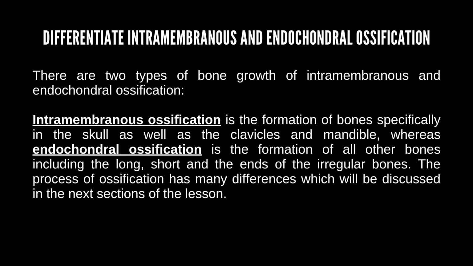Differentiate intramembranous and endochondral ossification. Intramembranous ossification primarily forms flat bones like those in the skull, while endochondral ossification forms the rest of our bones, including long, short, and irregular bones. These two processes have some key differences, such as the initial formation site and the involvement of cartilage. Understanding these differences is crucial for comprehending how our skeletal system develops and functions.